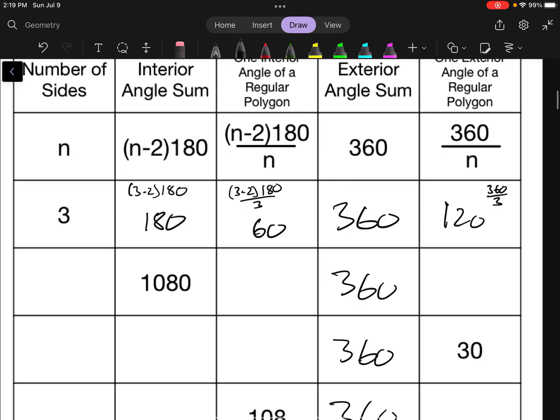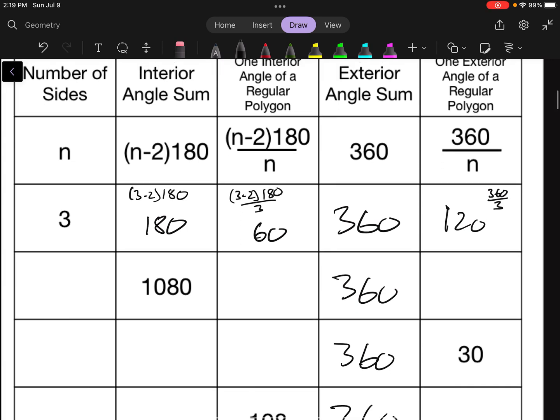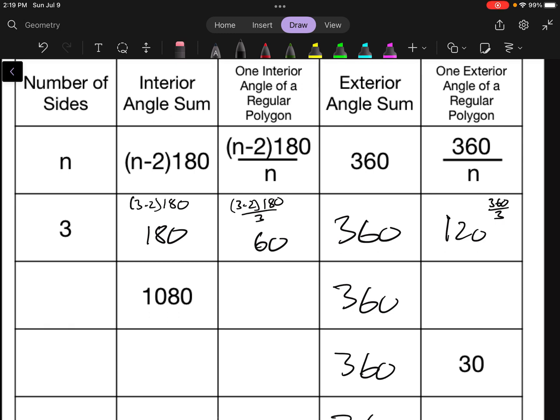Now, here's where it gets a little bit tricky. For the next one, I gave you the interior angle sum, and I said it was 1080. Now, to kind of go backwards from there, I think the best way of thinking about it is undoing this rule. To do the interior angle sum theorem, you take the number of sides, you subtract 2, and then you multiply by 180. If I start undoing that, then the first thing I should do is divide by 180.